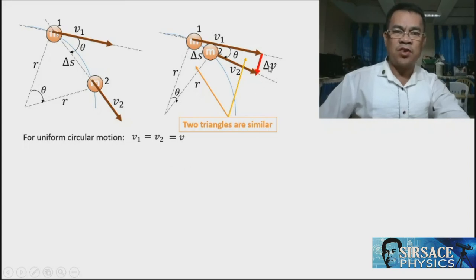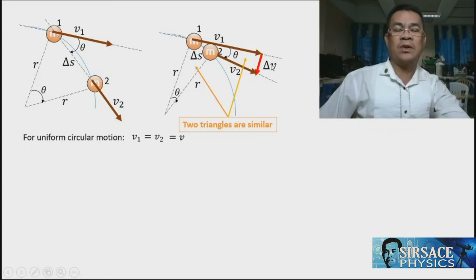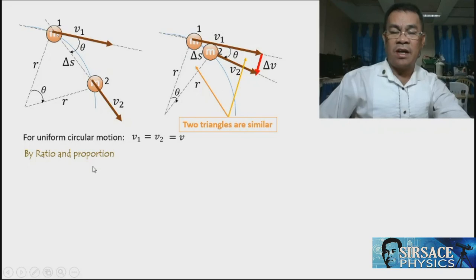Why is this one the change in velocity? Remember that there is no change in magnitude. Why is it that we have delta V? Delta V is a change in velocity. There is no change in magnitude, but take note, this is due to the change in direction. So therefore, delta V is one side of this triangle, and delta S is another side, and they correspond to each other. In geometry, if we have two triangles and they are similar, then we can apply the principle of ratio and proportion.